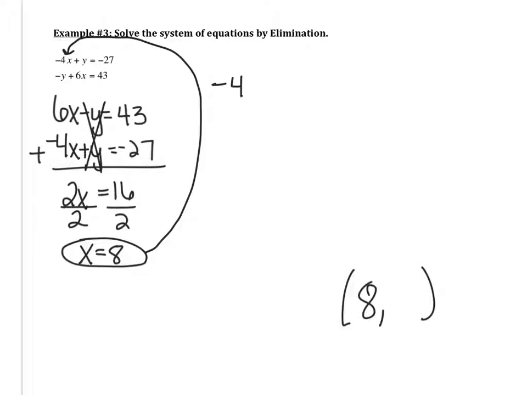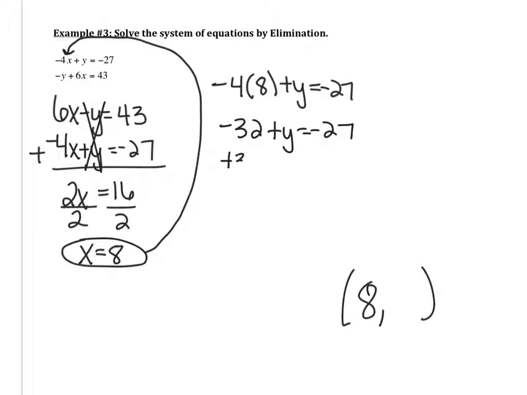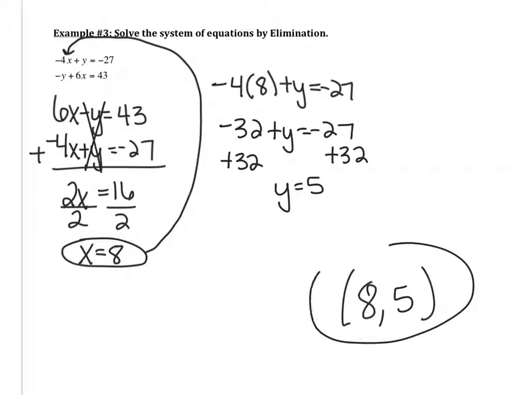So I'd have negative 4 times 8 plus y equals negative 27. So negative 4 times 8 is negative 32 plus y equals negative 27. Add 32 to both sides. So then y equals 5. So my final answer would be (8, 5), meaning when I graph these two equations by getting the y by itself, finding the m and the b, the two lines would intersect at (8, 5).